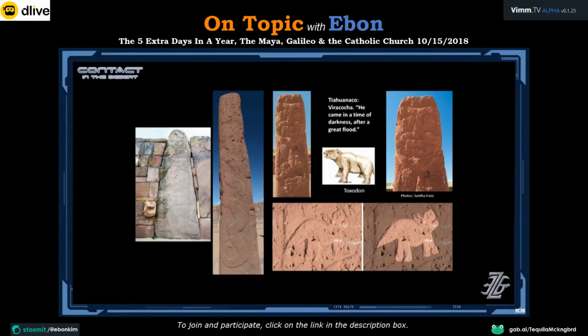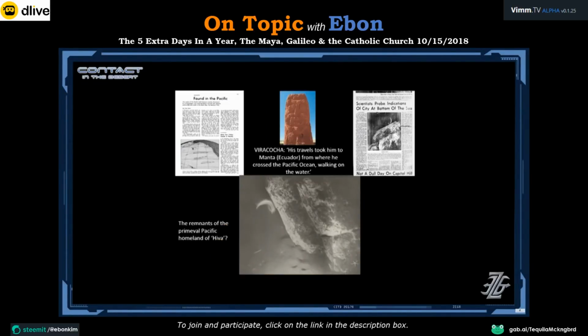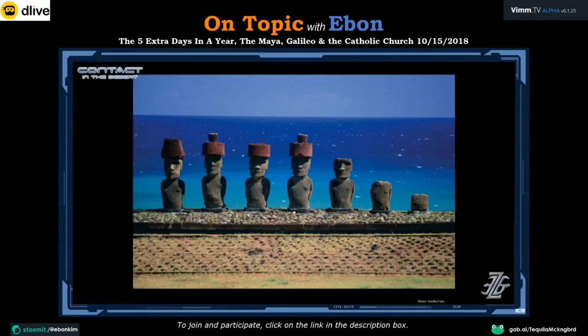We've outlined it here. It doesn't represent any known species of animal today, but it's very like Toxodon, which became extinct during the Younger Dryas. And Viracocha's travels take him to Ecuador, where he crosses the Pacific Ocean. Lo and behold, off that coast, a completely neglected discovery back in the 1960s: man-made pillars lying on the bottom of the seabed. Easter Island figures are dated to about 700 or 800 years ago by archaeology.